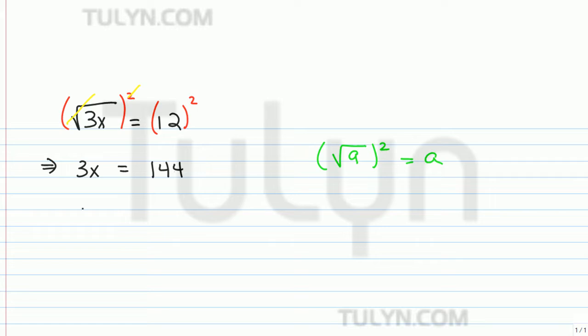So now, to solve for x, we divide both sides by 3. And so we get that x is equal to 144 over 3, which actually simplifies to 48.